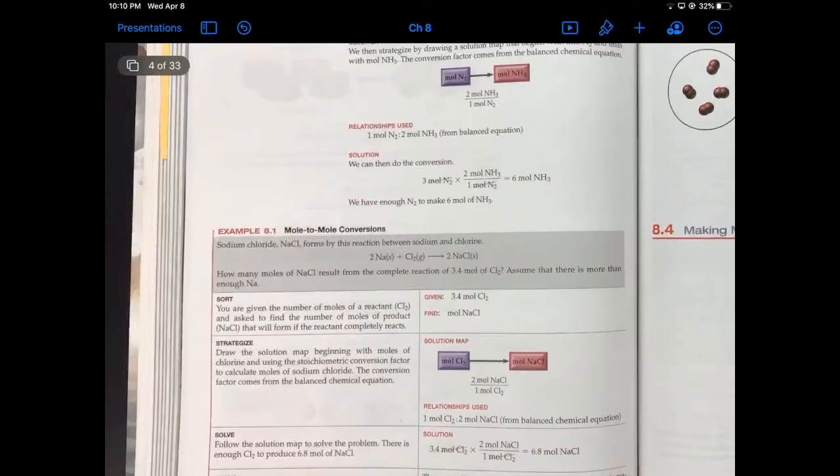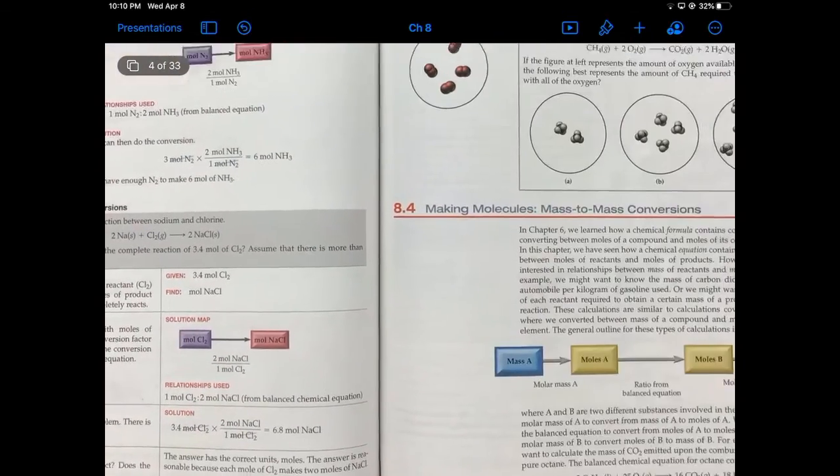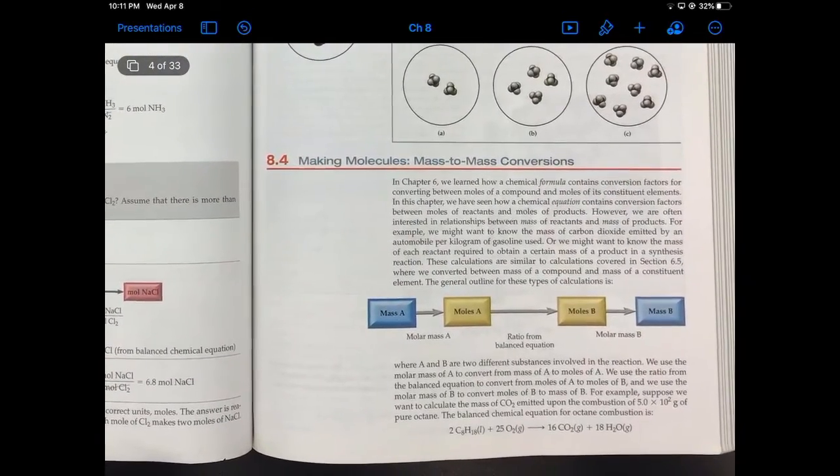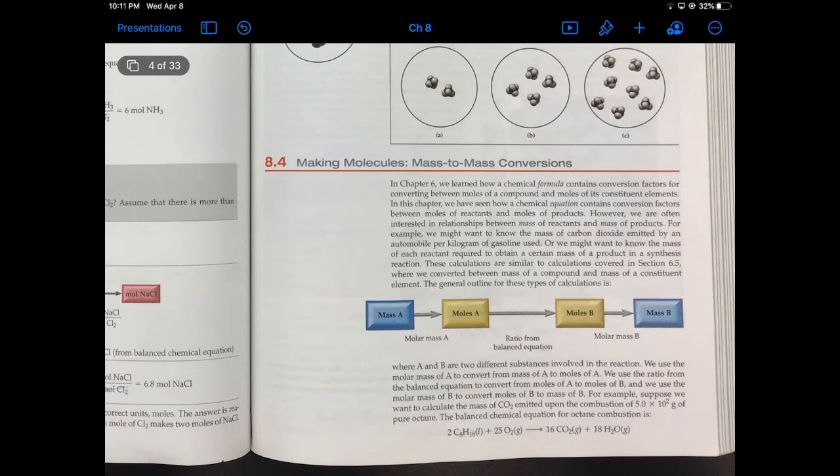Here we are. We already did the mole to mole in 8.3. We're in 8.4, and so I wrote that down wrong. I'm sorry, I'll need to change that. We're doing 8.4. I already gave you 8.1 to 8.3. This is 8.4, and so making molecules, mass to mass conversions.